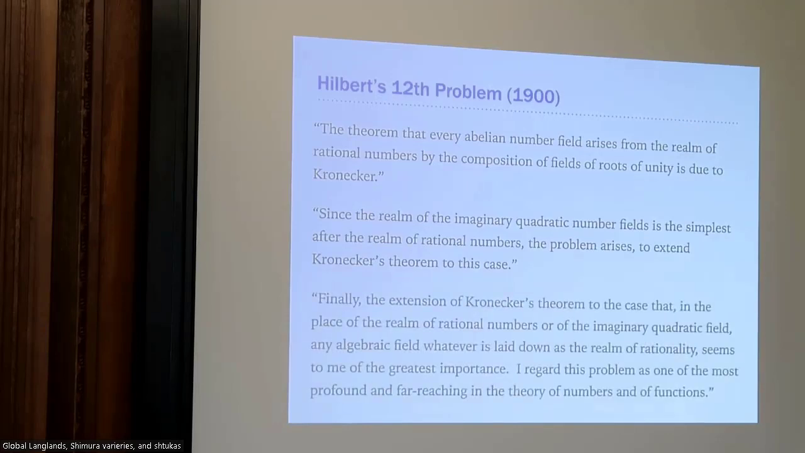But even at that time, Hilbert realizes that the extension of Kronecker's theorem to arbitrary number fields is a substantially more difficult problem. And he says, in the place of the realm of rational numbers or the imaginary quadratic field, any algebraic field, whatever is laid down, the realm of rationality seems to me of the greatest importance. Now, I end the quotes here, but in Hilbert's actual problem, he's more specific about the type of solution he's looking for.